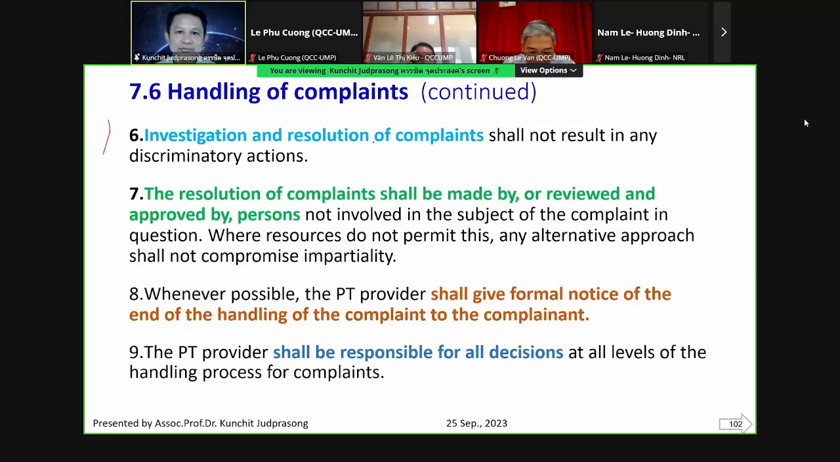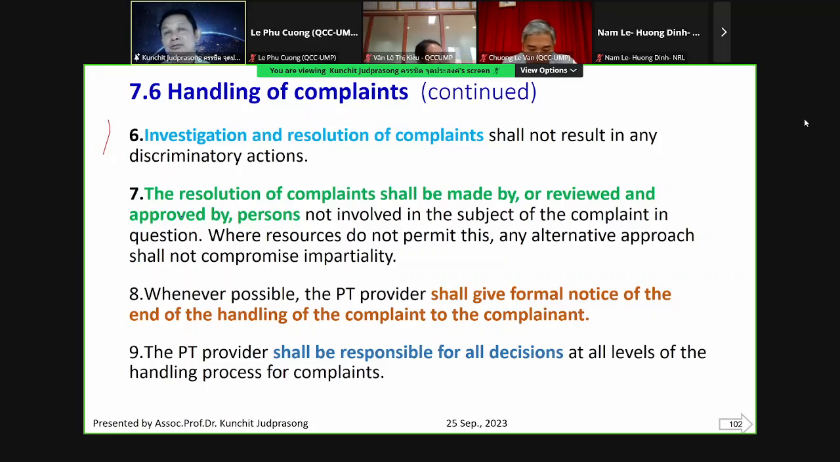Investigation and resolution of the complaint shall not result in any discriminatory action. The resolution of the complaint shall be made by, or reviewed and approved by, a person not involved in the subject of the complaint. Yeah, this is the one that is why they have to have it publicly available, and who is the one that got the complaint.